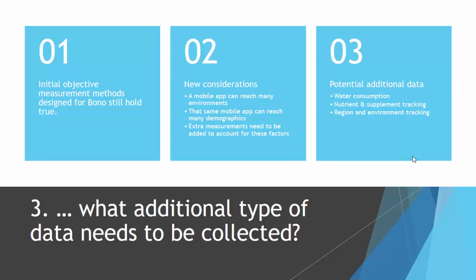Second, nutrient and supplement tracking. An extension of calorie tracking, we track and ensure that all necessary nutrients and vitamins are acquired in appropriate amounts. We also take note of any nutritional supplements taken by the subjects as they will affect progression rates and measurement predictions. Third, region and environment tracking.